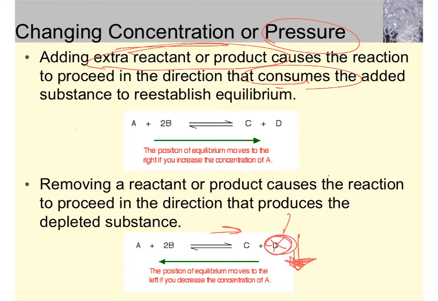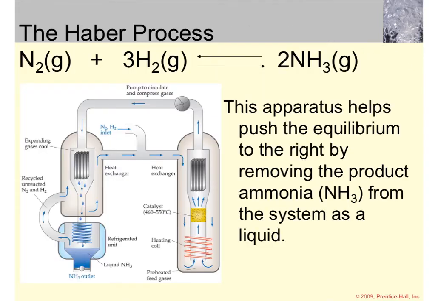Same type of thing if we remove reactant. So if I pull A out, okay, that's disrupted the equilibrium. So what does the system do? It's going to shift left to make more A to try to compensate for you taking it out.